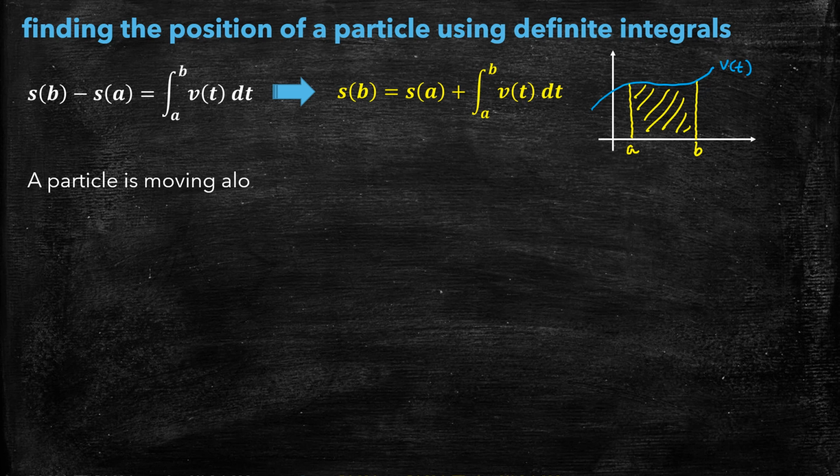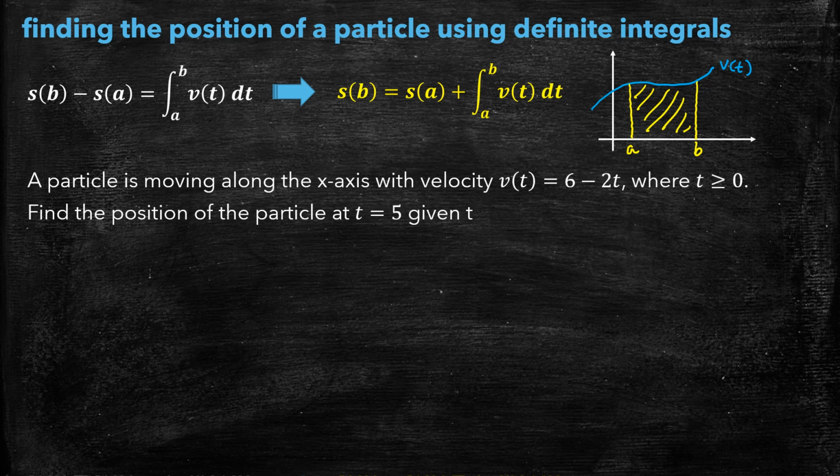So here's the problem again, and now we're just going to apply this formula. We want s of b, we want s of 5, and according to this we should do s of 2, because our a is 2, that's where we know the position of this particle, and then we want to add the accumulation under the velocity function, i.e. the area under the velocity function, from 2 to 5.